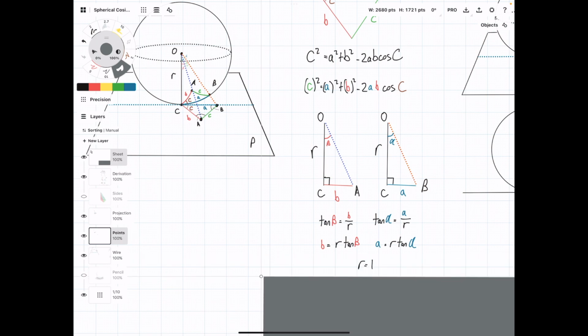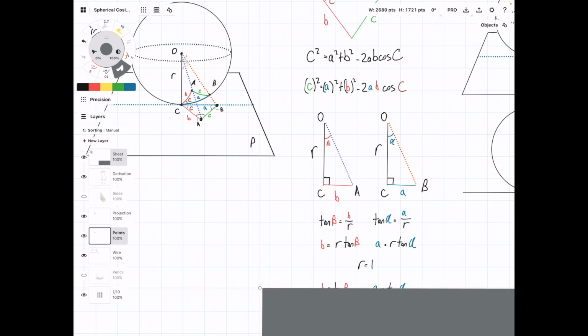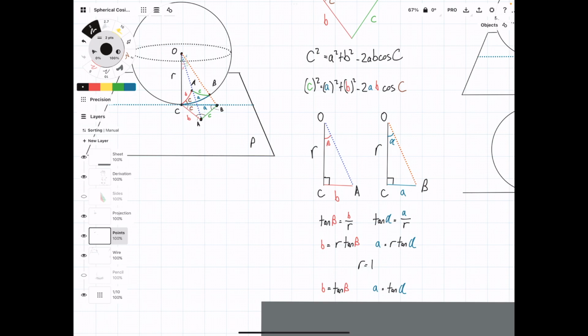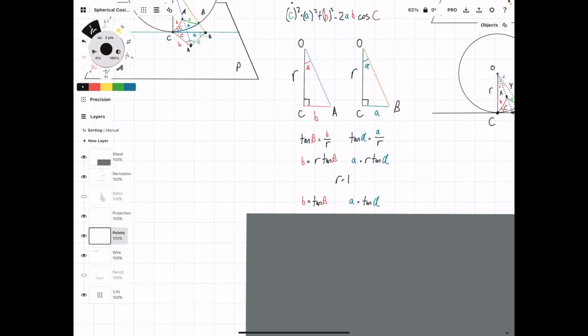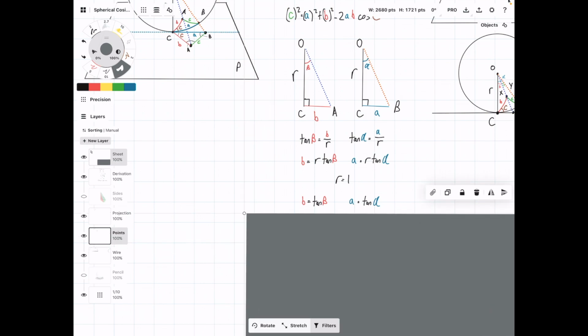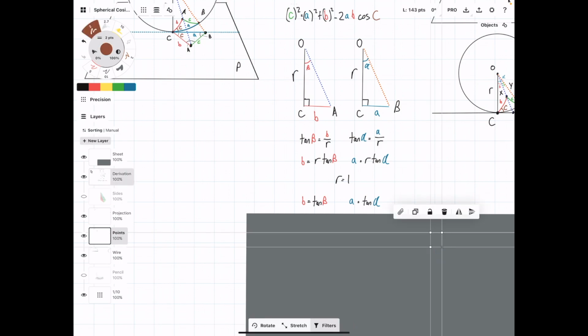And then, as I mentioned, this is a unit sphere, so R is equal to 1. So we can simplify this to B equals tan beta and A equals tan alpha. So we're doing pretty good here. Now what we're going to do is plug in these values into our law of cosines from before.